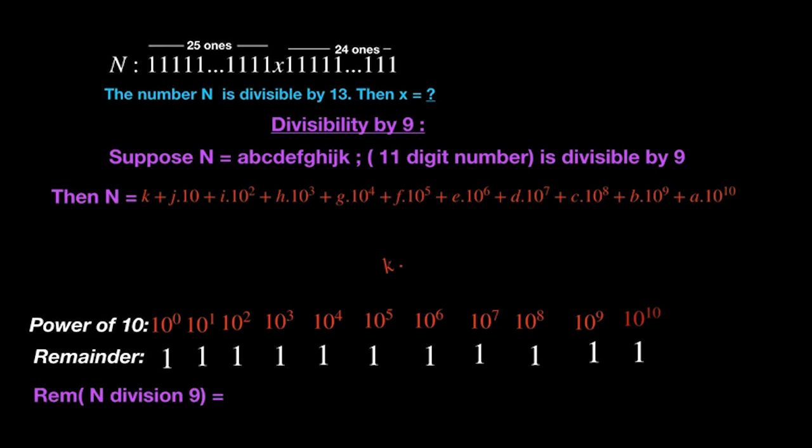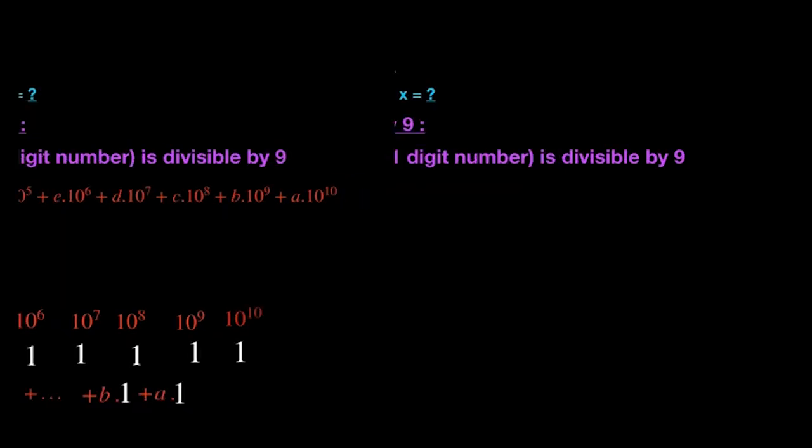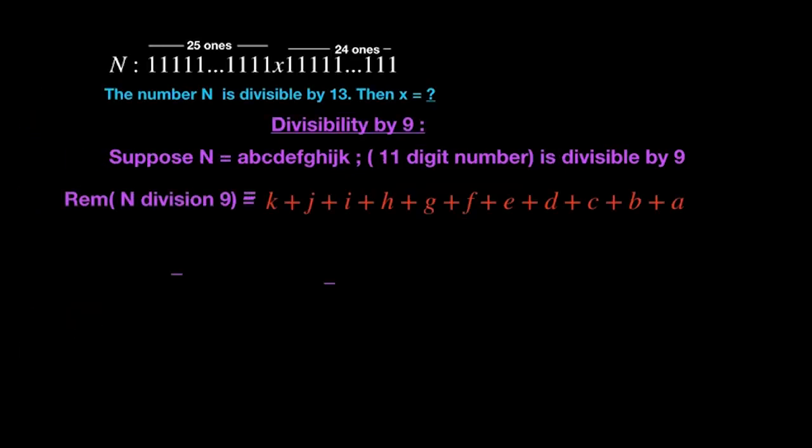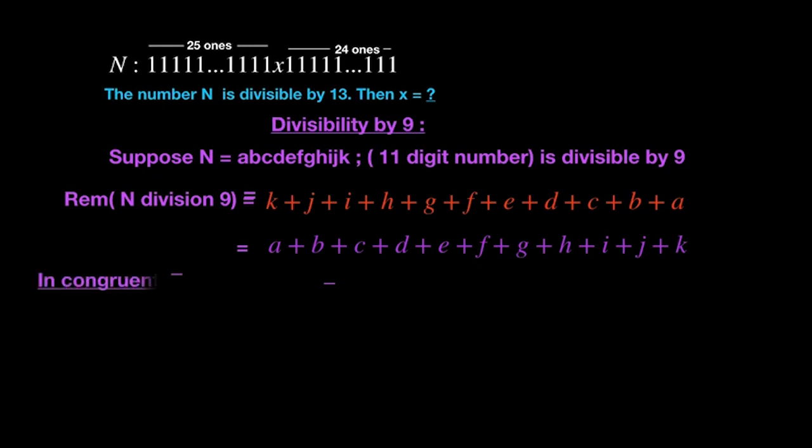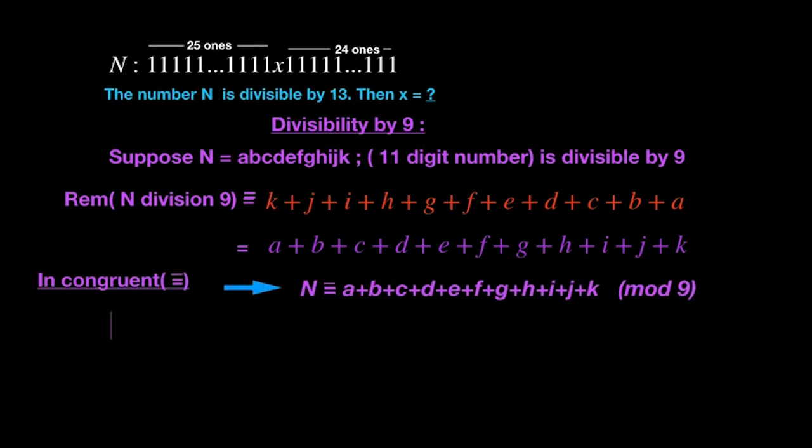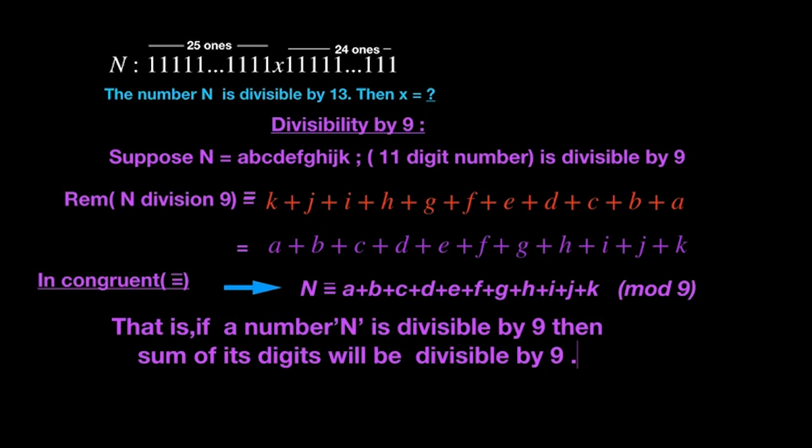So in this way, by putting the remainder value of the powers of 10, we will get the remainder value of n like this, and the remainder value of n will be nothing but the sum of the digits, like the divisibility test of 3. In congruence also we may write: n is congruent to the digit sum modulo 9.